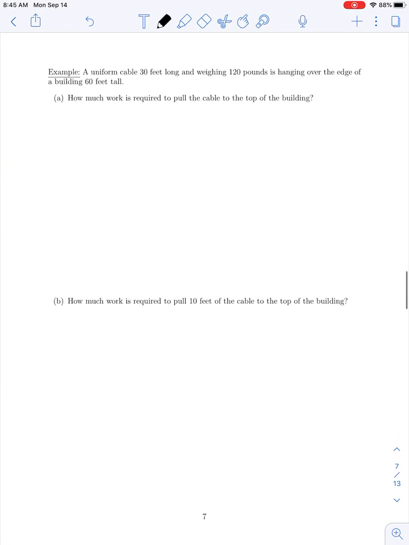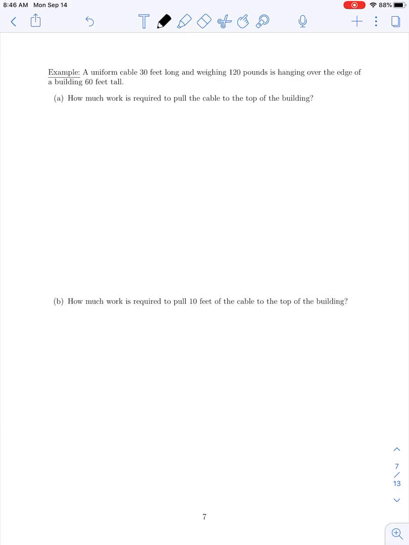In this next example, we're told a uniform cable, which is 30 feet long and weighing 120 pounds, is hanging over the edge of a building 60 feet tall. So we've got two parts here. Part A, how much work is required to pull the cable to the top of the building. And in part B, how much work is required to pull 10 feet of the cable to the top of the building. So let's take a look at this.